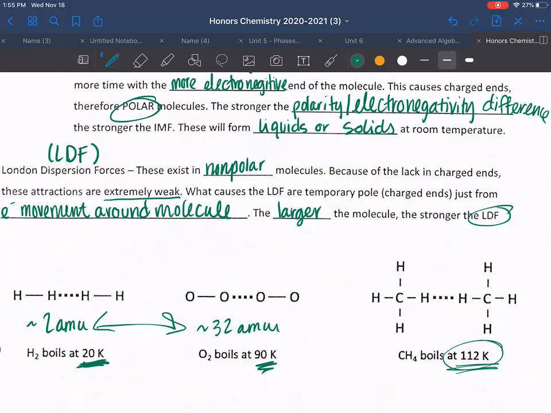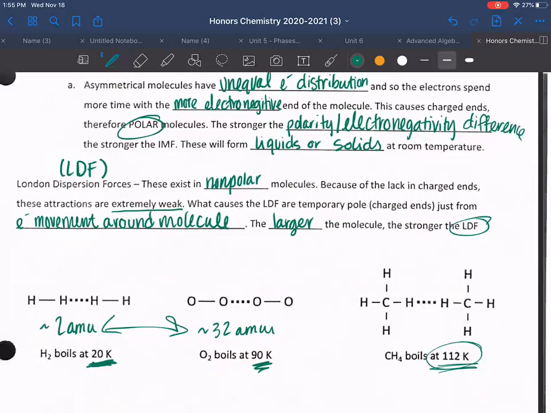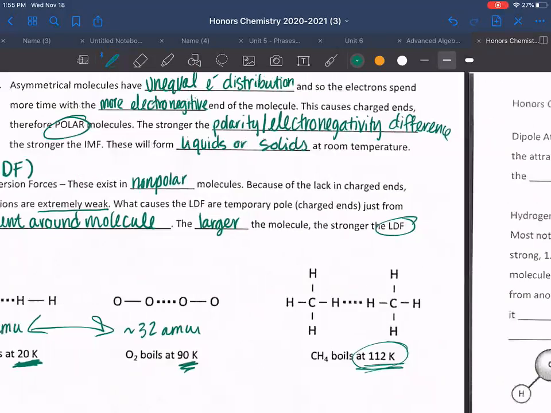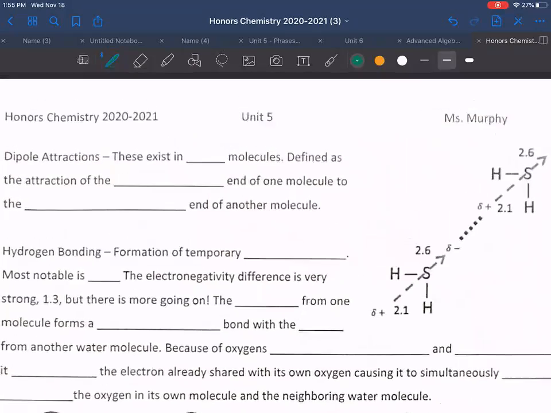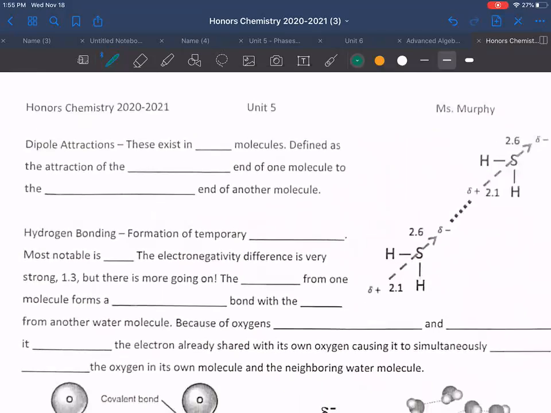The next thing we're going to talk about here is dipole attractions, and we've talked about these already too. Again, we're just giving a name to them. And so these exist in polar molecules. This is just defined as the attraction of a partially positive end of one molecule to the partially negative end of another.